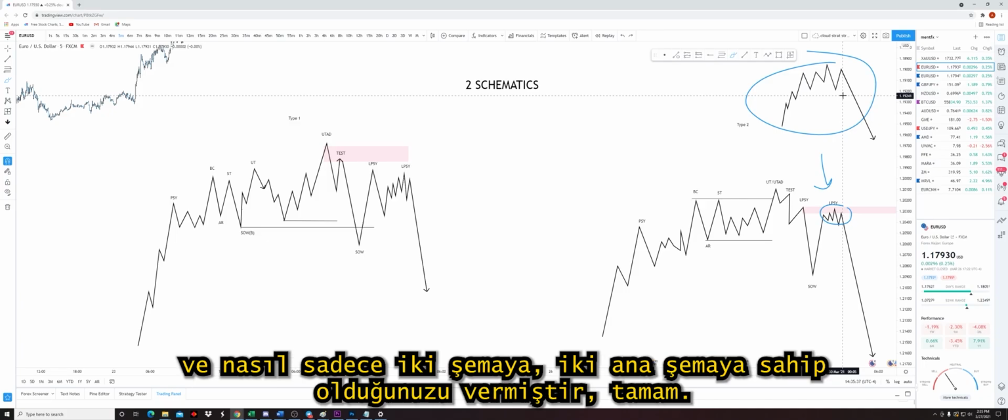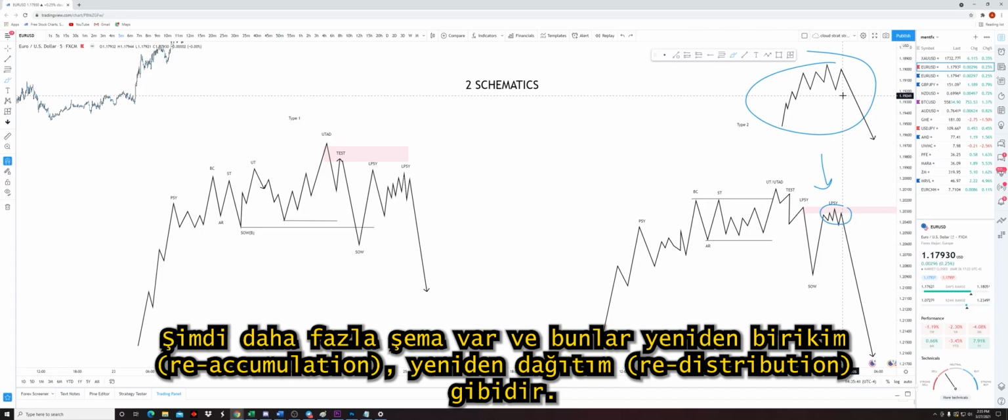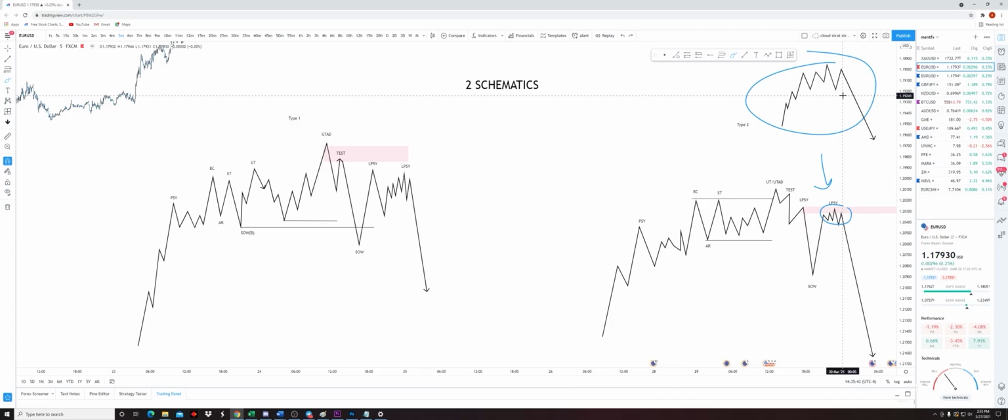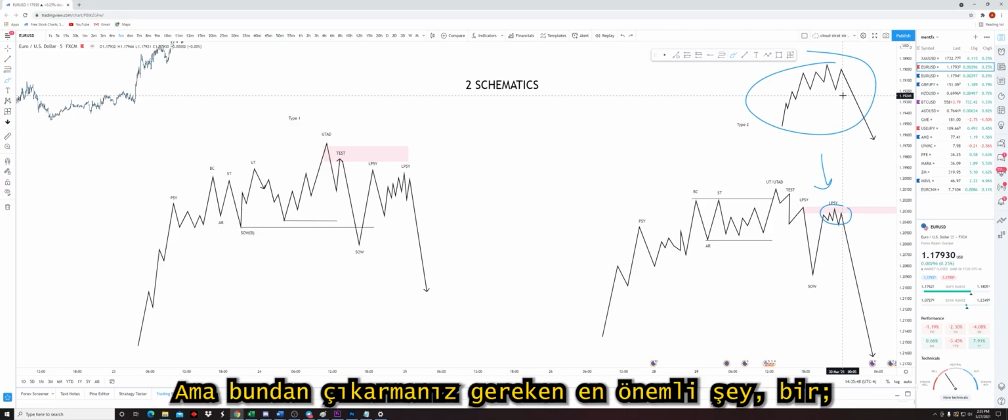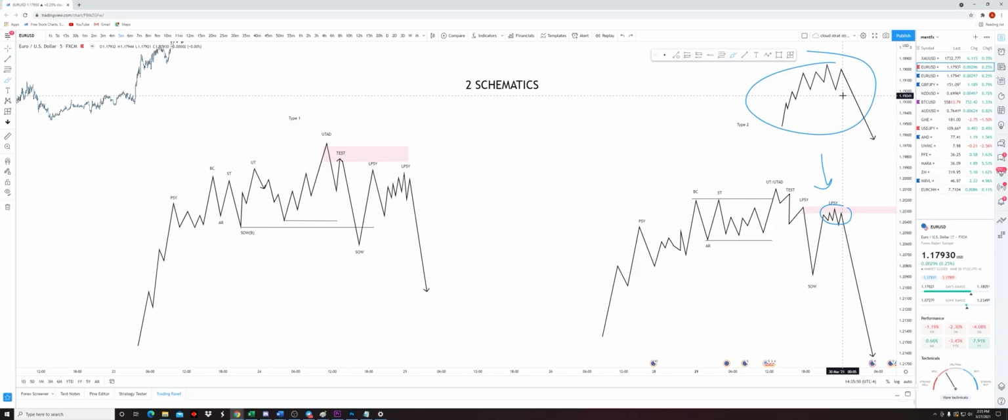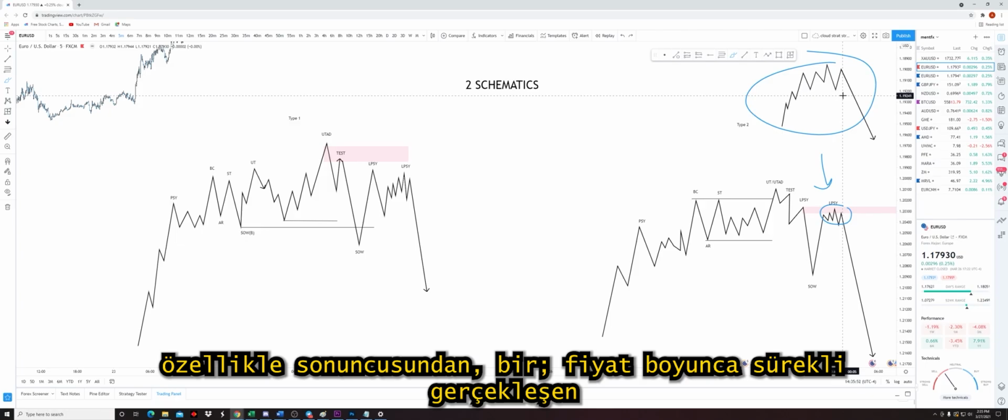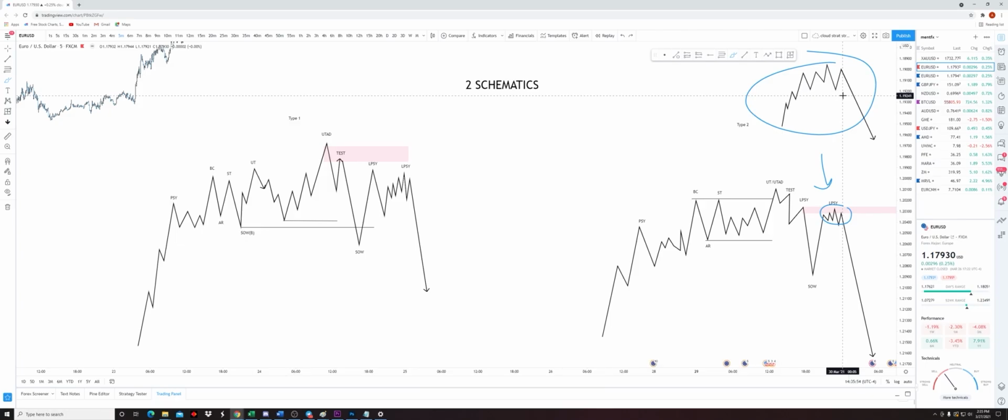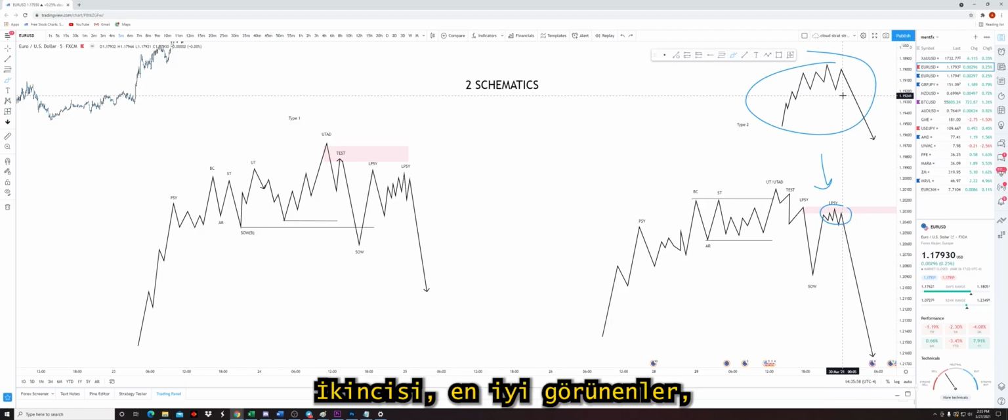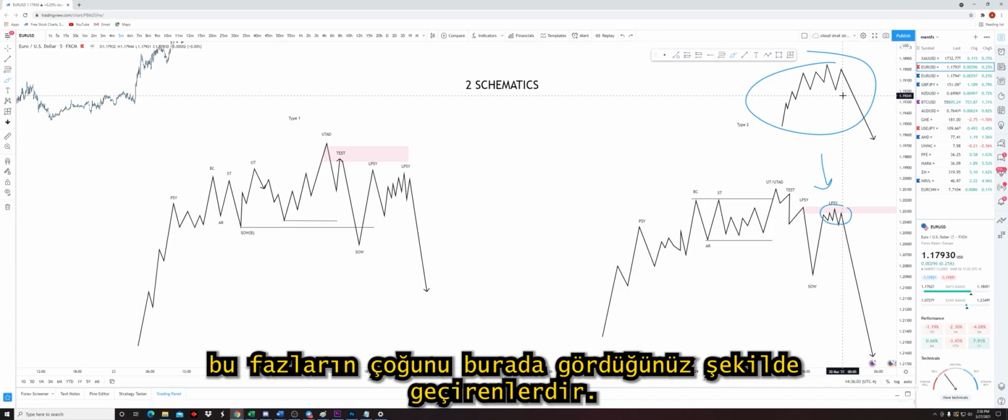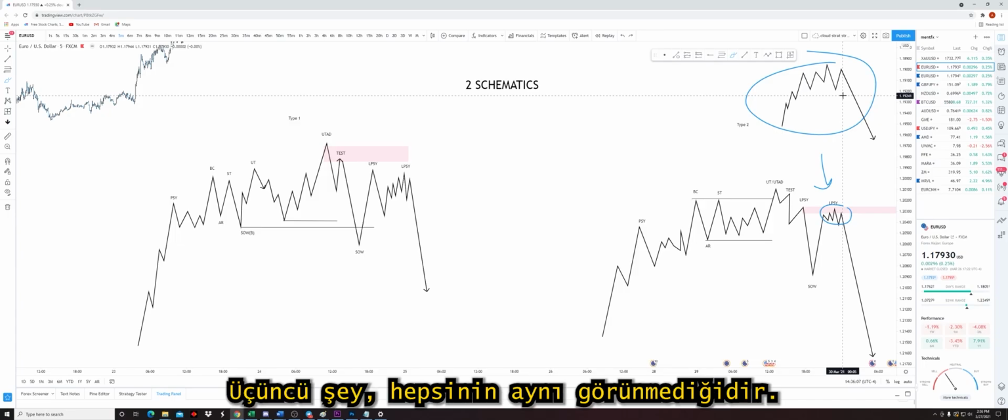forms and how you have only two major schematics, okay? Now, there are more schematics and they are like reaccumulations, redistributions. We will talk about that in the next subsections. But the most important thing that you need to take from this is one, especially from the last one, that you have multiple Wyckoff schematics that occur throughout price constantly. Secondly, the best looking ones are the ones that undergo most of these phases the way you have them seen here. The third thing, that they don't all look the same.